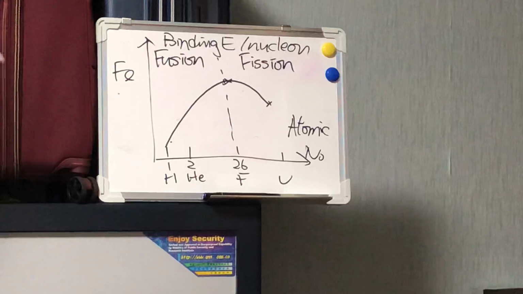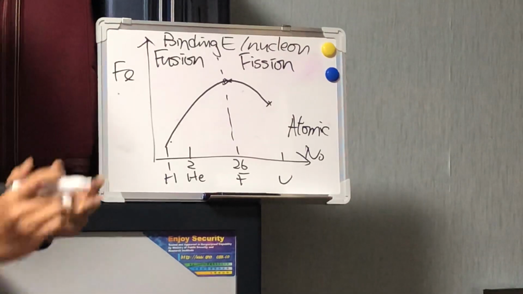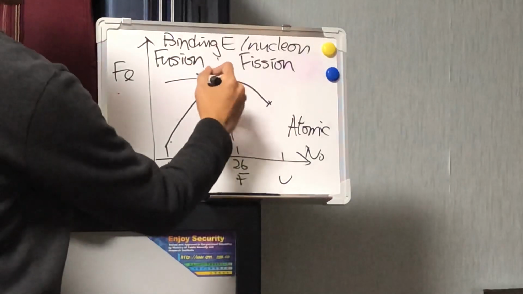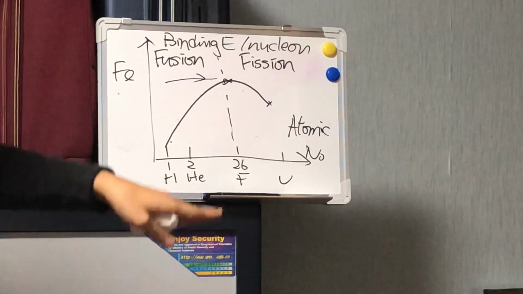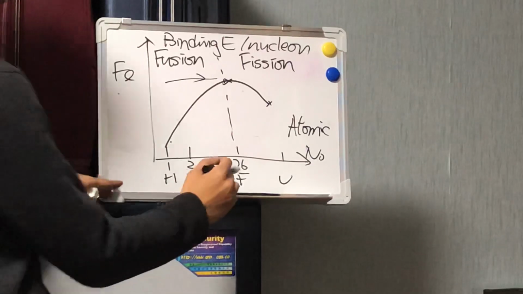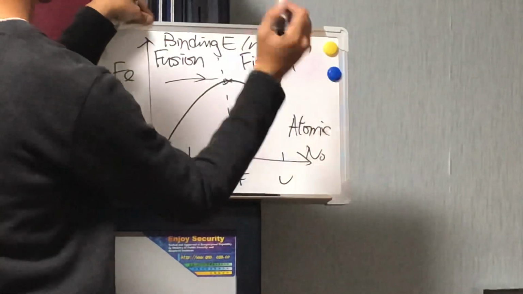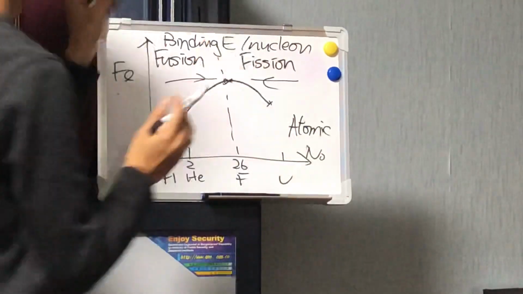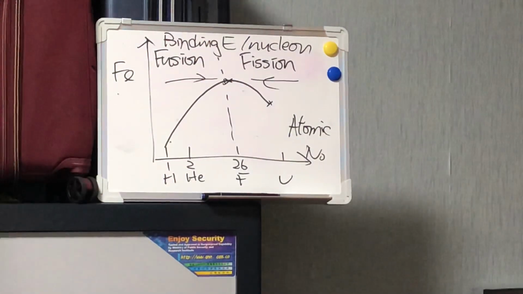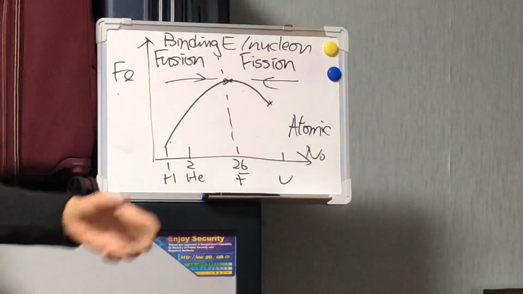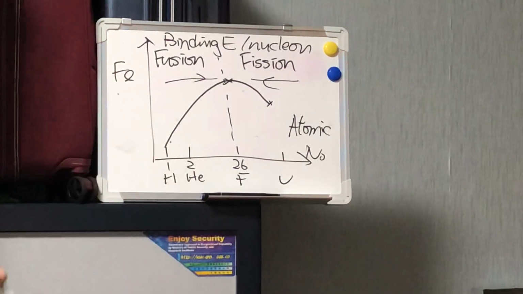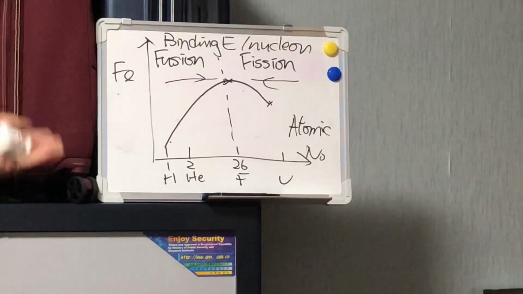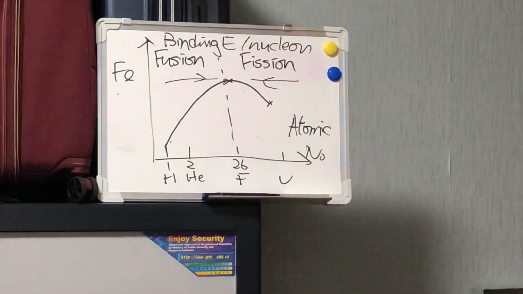So for an element lighter than iron, it will undergo fusion until it becomes iron. For an element heavier than iron, it is going to undergo fission and then become iron. At last, our universe will be full of iron. Of course, after millions of years, we will have only protons, neutrons, and electrons.